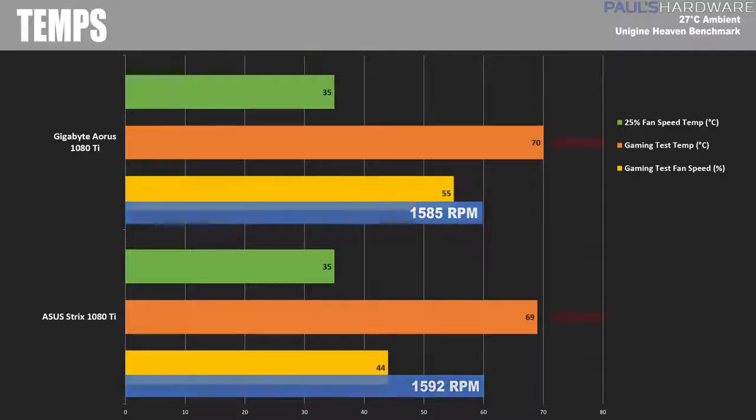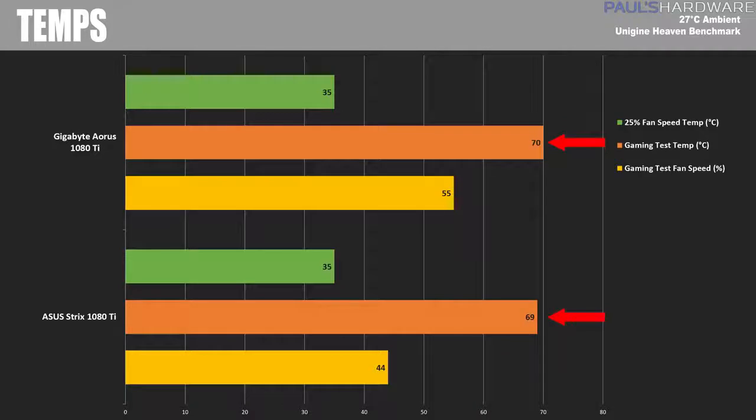That takes us into our cooling comparison, which was again a bit of a wash, with both cards performing within about a degree of each other. Not bad, both are good coolers, but again, it makes that decision-making process just a bit tougher.